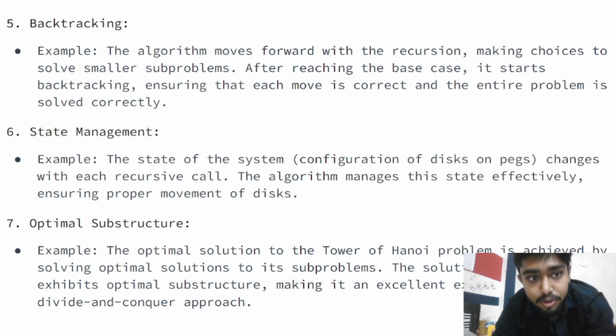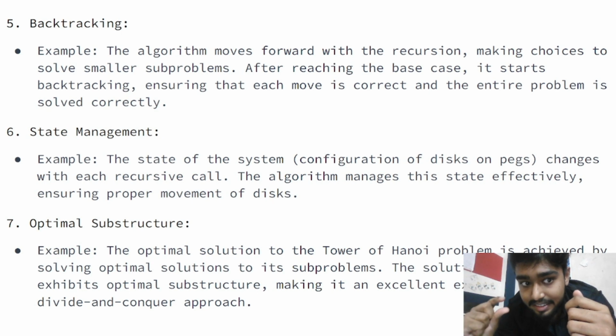Backtracking, a very important term. The algorithm moves forward with recursion, making choices to solve smaller subproblems. Okay, you have one recursive function, which is the main Tower of Hanoi, to which you give your inputs. Then it breaks it down into smaller problems, and then those smaller problems generate outputs. Then when all of the outputs are there, you can track back. That's called backtracking.